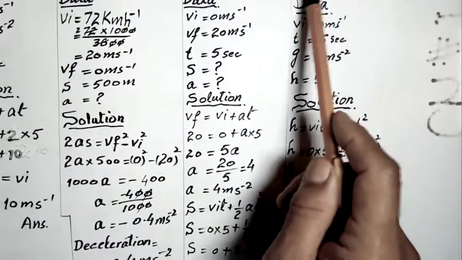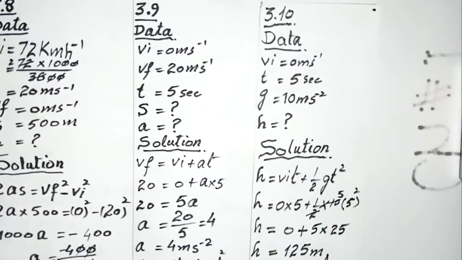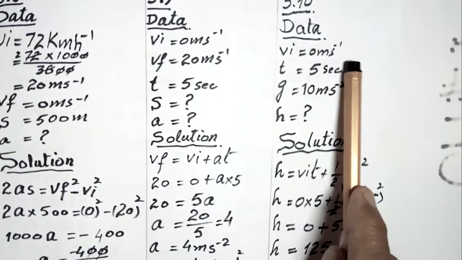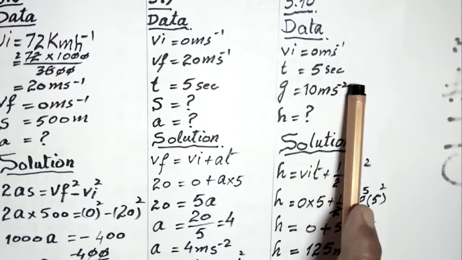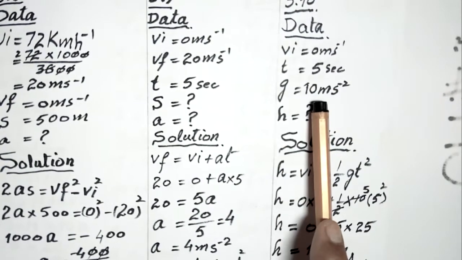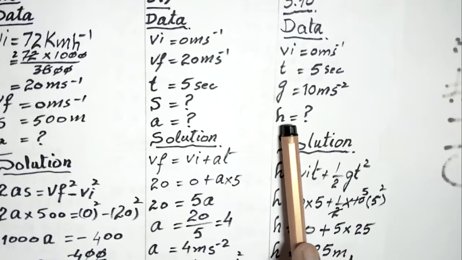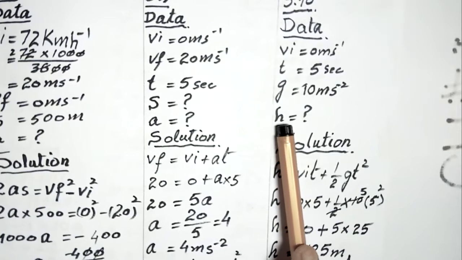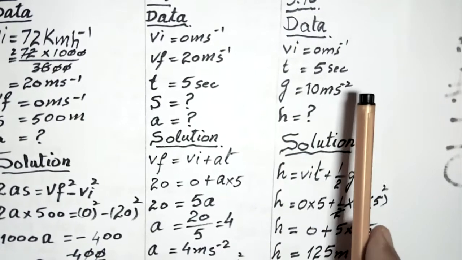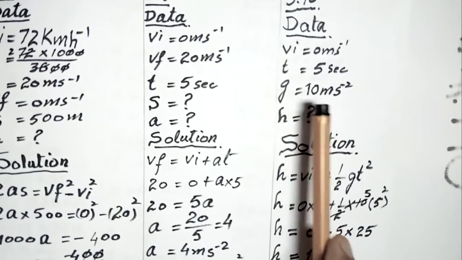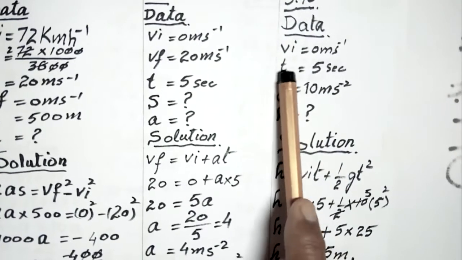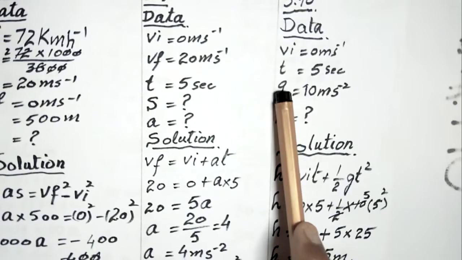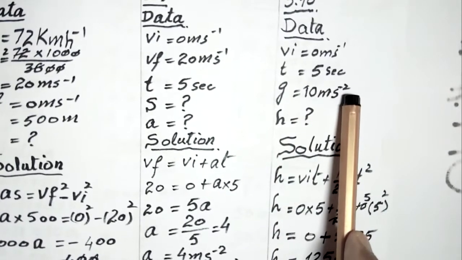Now numerical number 3.10. Okay, dear student, Vi is 0 meter per second, T is 5 seconds, G is 10 meter per second square, and you have to find out the H or height. These are vertical motions. Therefore instead of A, acceleration, we will write gravitational acceleration, that is constant G is equal to 10 meter per second square.